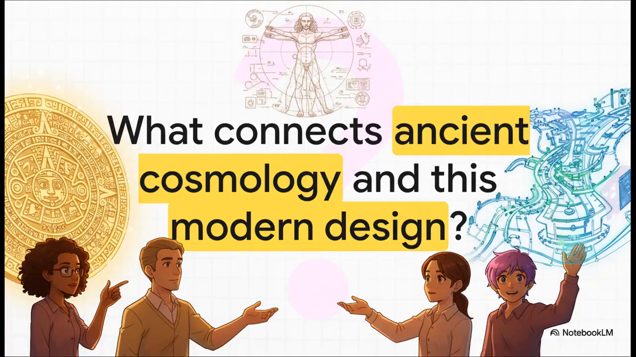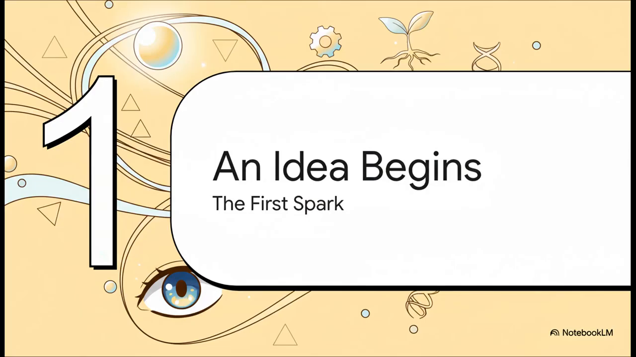So, what's the common thread here? What possibly connects an ancient cosmic calendar, a Renaissance drawing of the human body, and this crazy complex digital blueprint? Well, at the end of the day, they're all trying to do the same thing: build a model that makes sense of everything. So to really understand that final complex design, we have to go all the way back to the beginning. And it doesn't start with complexity. It starts with the simplest idea you can imagine.